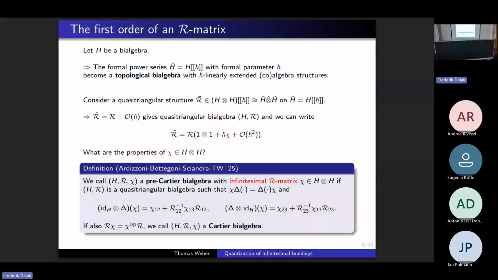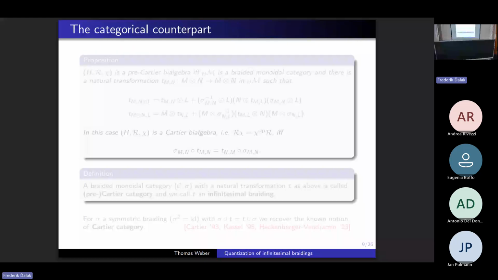Okay, that's the definition, and the take-home message here would be that we are just reading it from what an R matrix from the power series gives you in first order. That's the take-home. And maybe the rest of the talk will be trying to justify why this is an interesting definition.